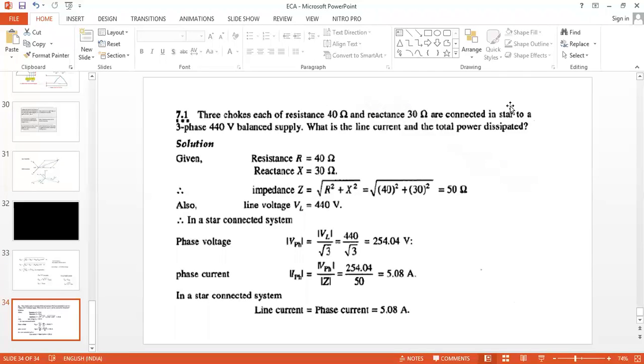What is the formula for the star? Line voltage VL is equal to root 3 times the phase voltage. For star connection, line voltage equals root 3 times the phase voltage.